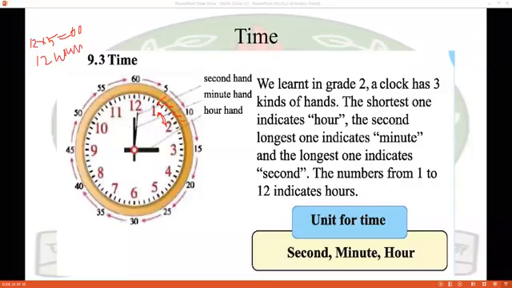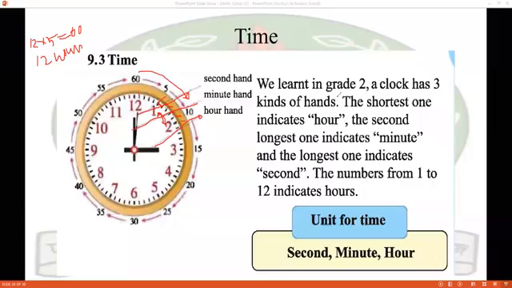This small spike is the second hand. Comparatively larger is the minute hand, and the largest is the hour hand. The spike of the minutes or hours or seconds moves in this direction, the right direction. So we learned in grade 2 a clock has 3 kinds of hands: minutes hand, second hand, and hour hand.